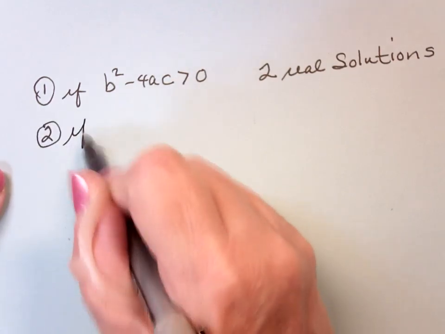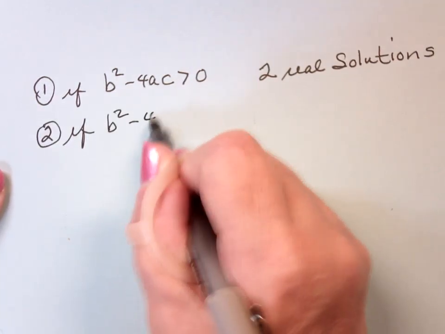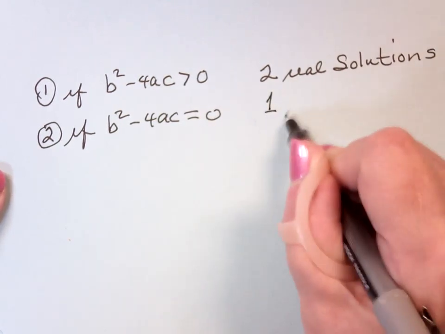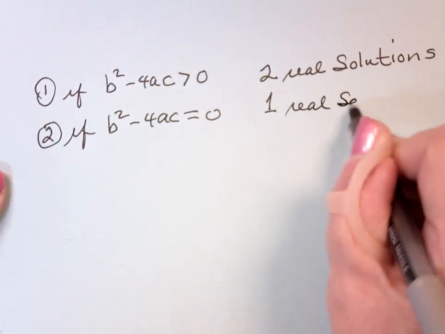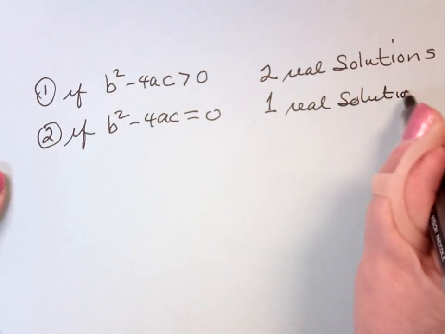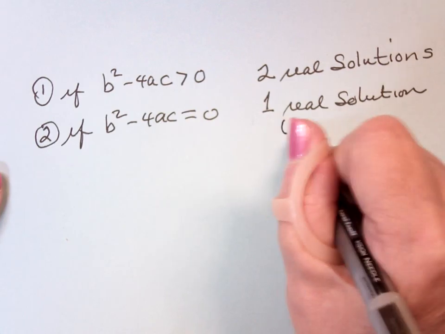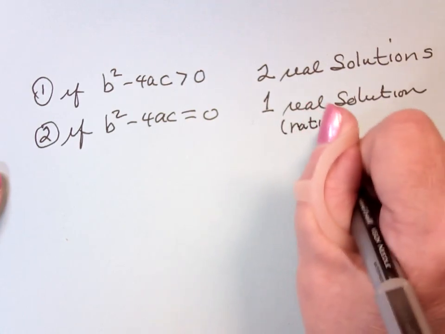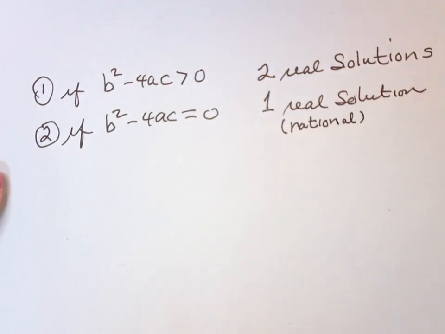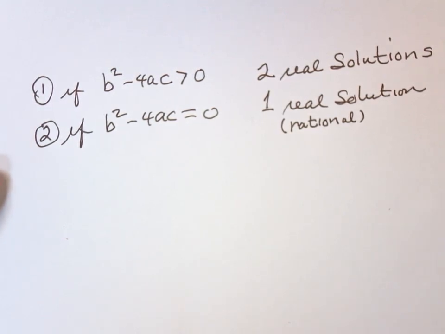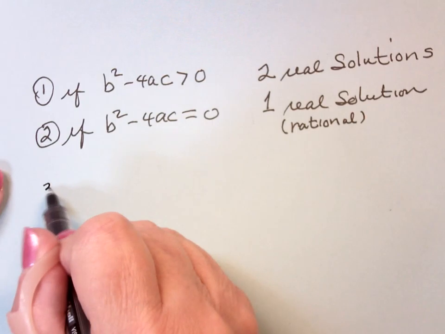Two, if b squared minus 4ac equals 0, you're going to have one real solution. Sometimes what the book will do, instead of saying one real, it says one rational. And that'll be fine. But one real solution. I look at everything as being real or imaginary.